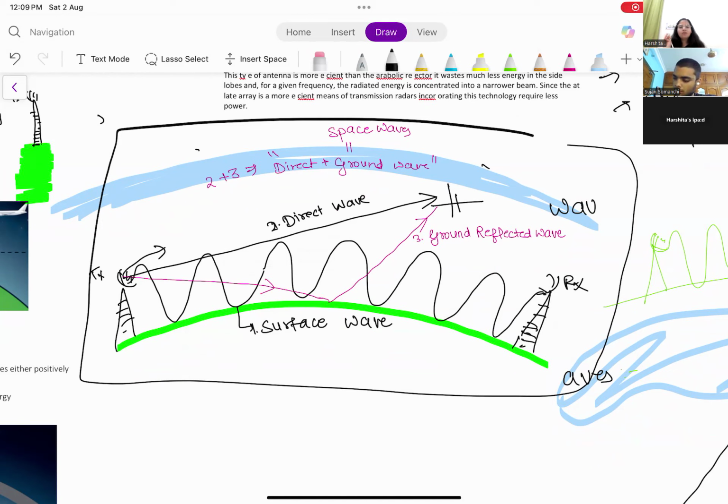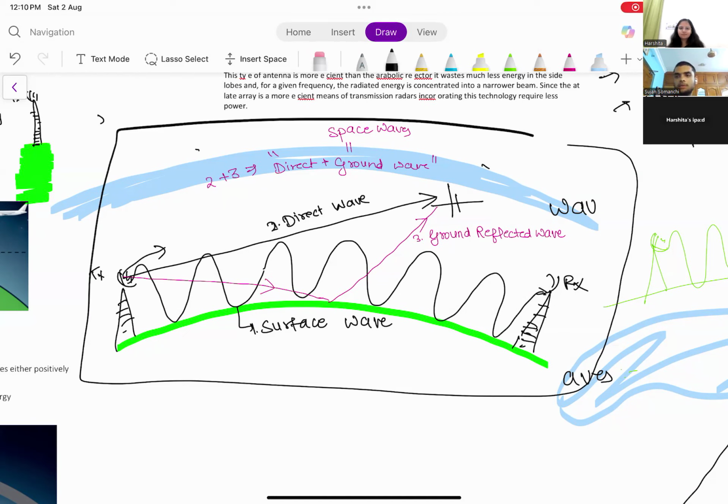Can you tell me all the four ways you can transmit these waves? Number one is the surface wave, using a frequency band of 20 kilohertz to the megahertz range. Yes.